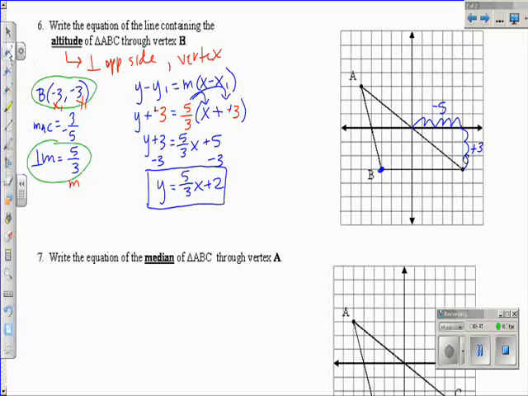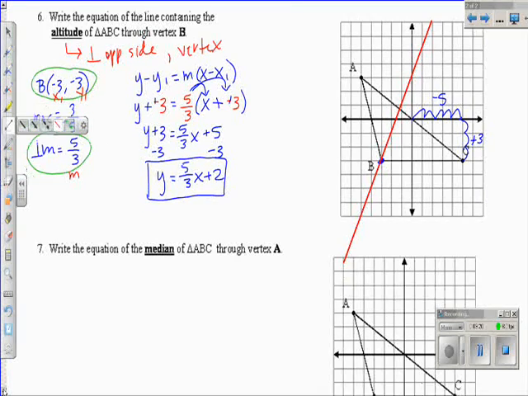If you were to graph this line, you would go through B, rise 1, 2, 3, 4, 5 over 2. 1, 2, 3, 4, 5 over 2. You could draw the equation of the line through the point, and it would be the perpendicular side. And that's a good way to check your answer.